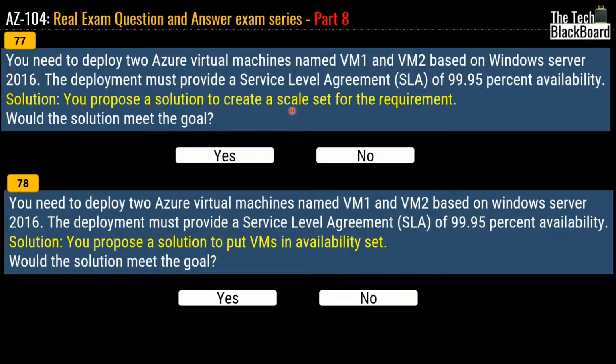Because scale set comes into picture whenever you want to ensure that your application is scaling up or scaling down depending upon the hike in demand or decrease in demand. And that's the reason the answer for question number 77 is no. On the other hand, the answer for question number 78 is yes, because availability set is the correct option whenever you want to increase your availability or SLA of any virtual machine.